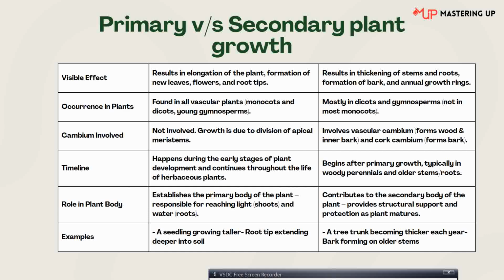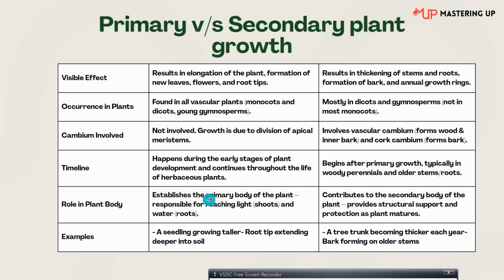Occurrence in plants: primary growth is found in all vascular plants, monocots, dicots, and young gymnosperms, and secondary is mostly in dicots and gymnosperms, not in most monocots, because dicots and gymnosperms are majorly woody. Now coming to cambium involved: cambium is not involved in case of primary growth. Growth is due to the division of apical meristem, but in case of secondary growth, there is involvement of vascular cambium and cork cambium.